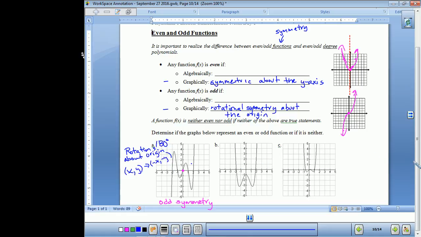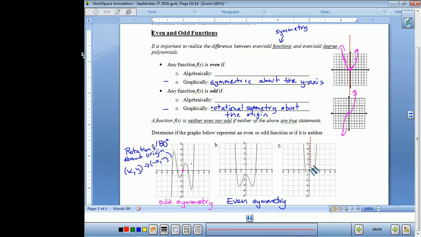All right, B. If I fold it down the y-axis, is it symmetric? Yes. So this one has even symmetry. You would call this an even function because it has even symmetry. Now, as math teachers, we kind of have to work hard to make this happen because not all functions, even functions that have even degree, will have even symmetry. If I shift this the slightest bit one way or the other, it no longer has even symmetry. Just like this one.